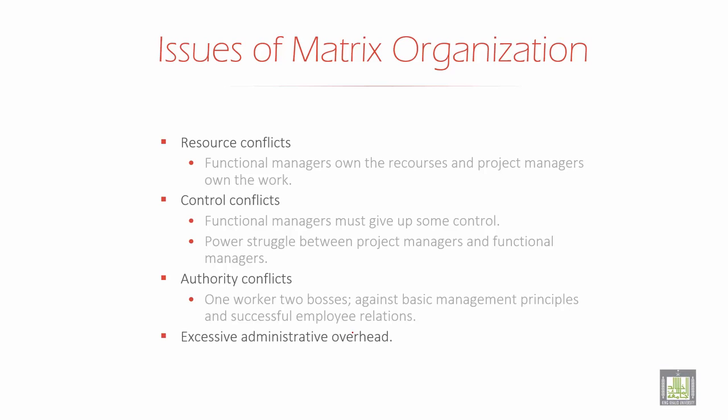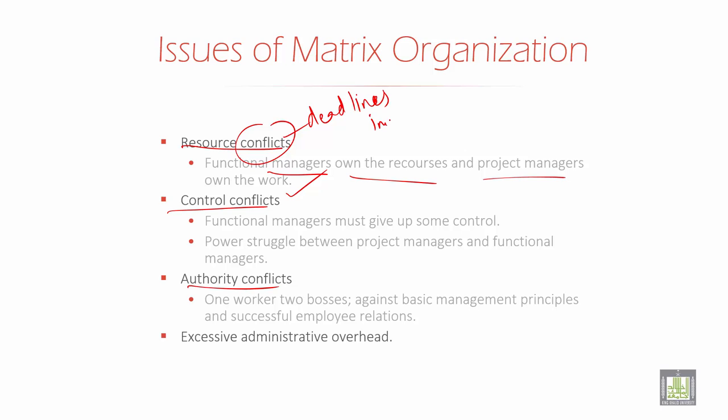Then issues of matrix organization. It talks about the conflicts like resource conflicts, control conflicts, authority conflicts. So resource conflicts, what is it? The functional managers own the resources and project managers own the work. For example, deadlines are impossible, they could not be met. The insufficient resource.